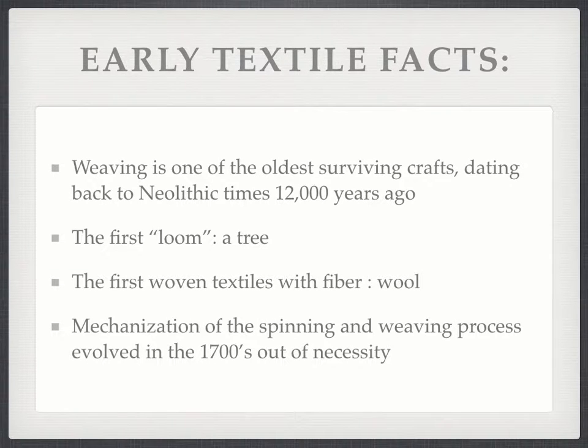All right, so a few basic and fun facts. Weaving is one of the oldest surviving crafts, dating back to Neolithic times, 12,000 years ago. The first loom, as you can imagine, they only had natural elements to work with, was a tree. The first woven textiles were made out of natural fibers, so wool, and then after that was silk. And then mechanization of the spinning and weaving process evolved in the 1700s out of necessity.